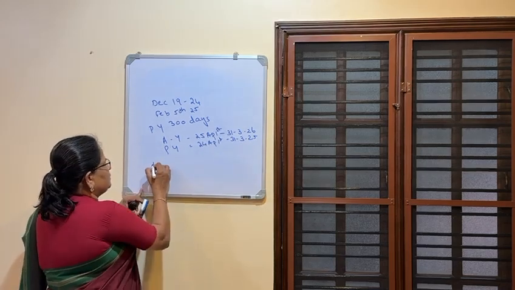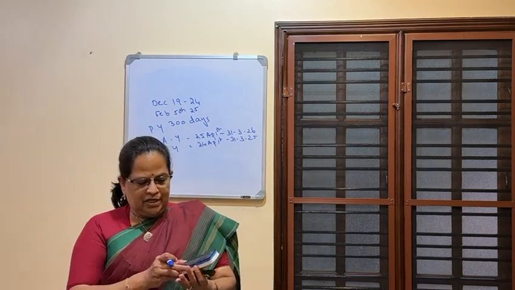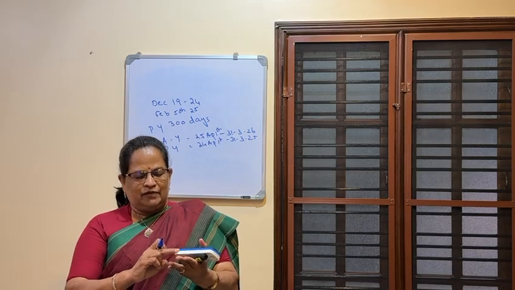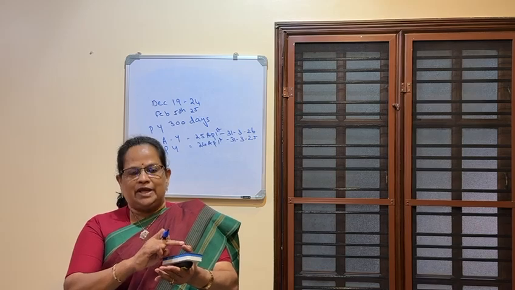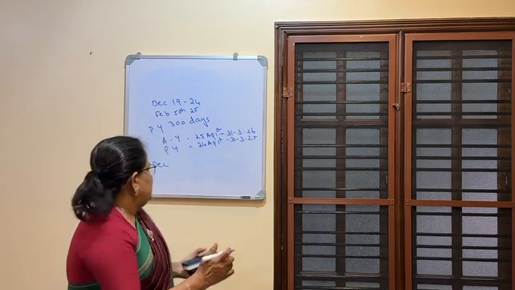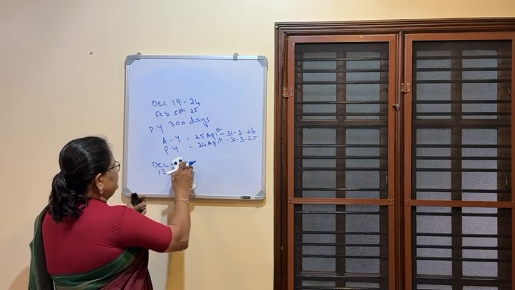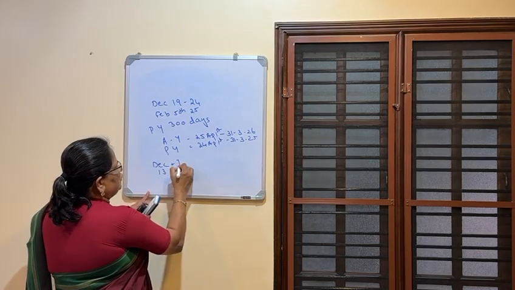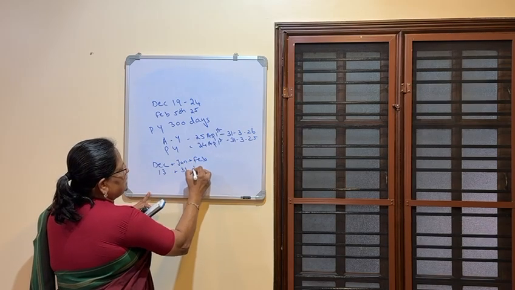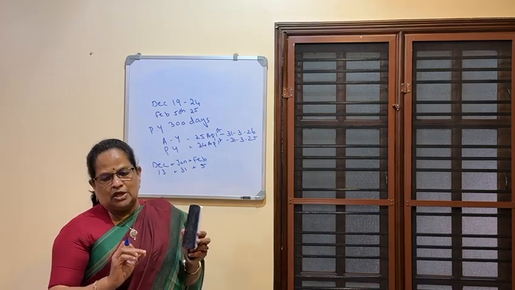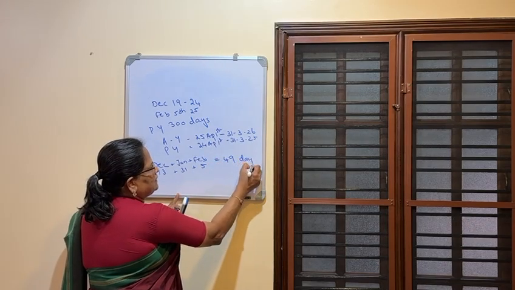December 19th he came. So December you have to calculate. I told you day of coming and day of leaving will be counted. So 19, 20, 21, 22, 23, 24, 25, 26, 27, 28, 29, 30, 31. December he was there for 13 days. January he was there for 31 days. January full month he was there. Plus February 5 days. He is leaving on February 5th, but that day also is counted. So total number of days he stayed in the previous year is 49 days.